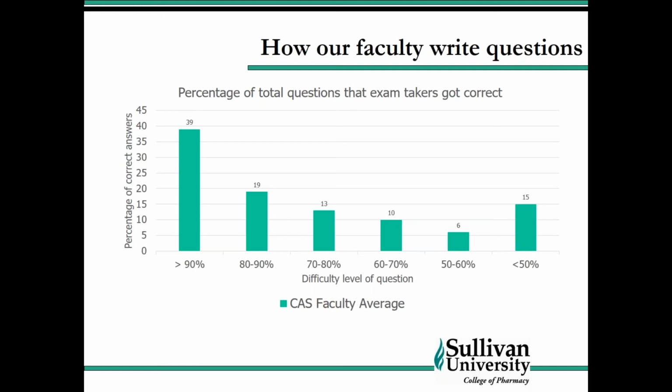I just put all of those less than 50 together, but it would continue to go down if I had taken it out all the way. So the majority of the questions, most of the students get correct, and then it goes down.